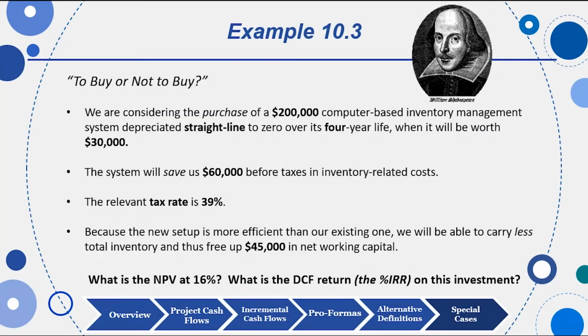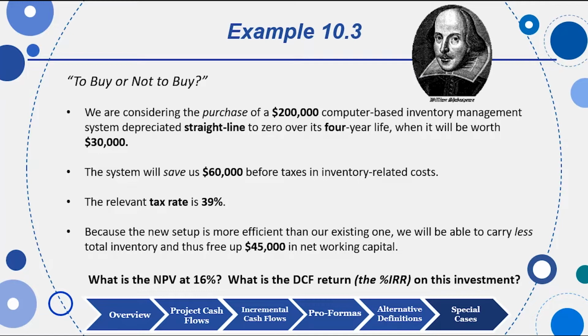We're considering buying a $200,000 computer-based inventory management system. Sales are zero, but this system will save us $60,000 in costs related to inventory. The relevant tax rate is 39%. At our company, more efficient, we will save $45,000 in net working capital. NPV is 16%. What is the discounted cash flow rate of return?